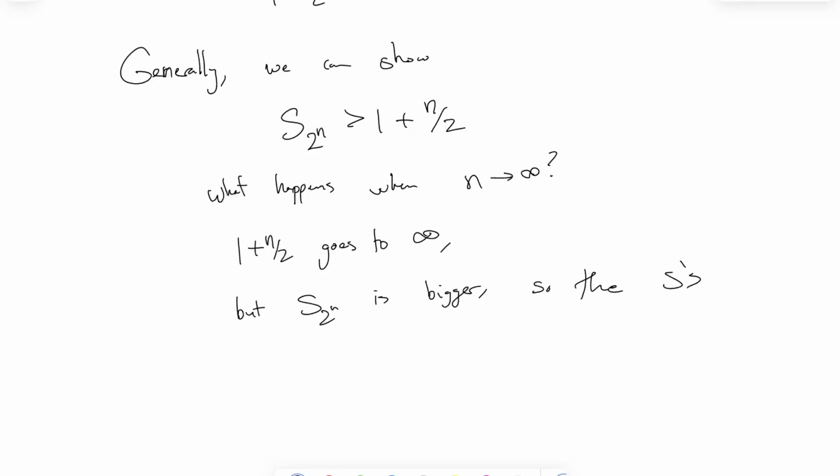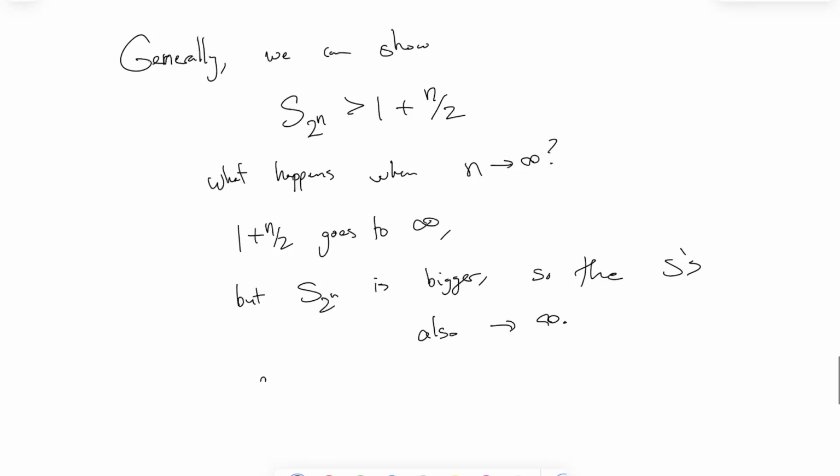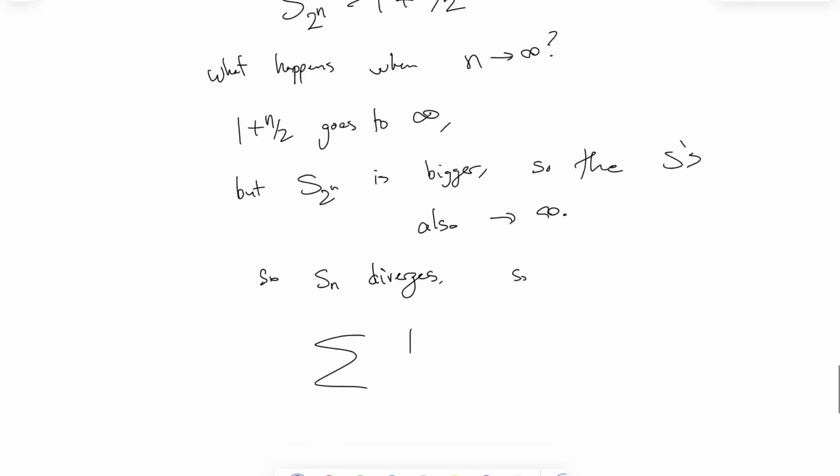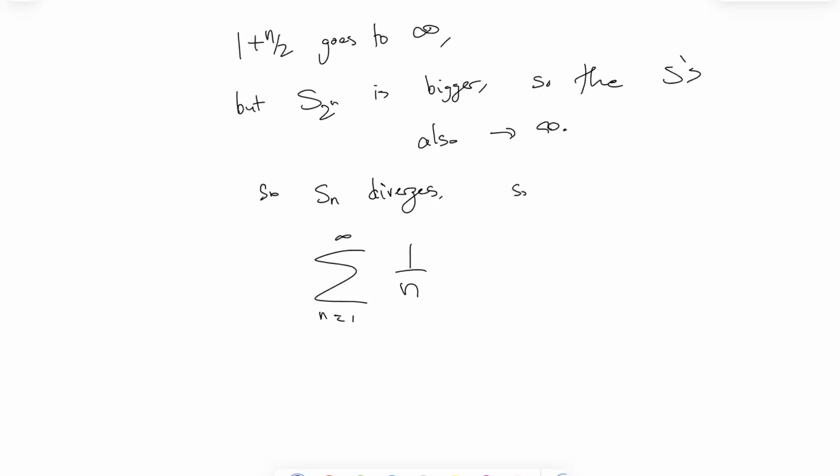So the s's also go to infinity. All right. And so, in conclusion, Sn diverges. So that means, and this is the really important thing, the sum of 1/n, n equals 1 to infinity, diverges. All right? It's because of this weird trick with the powers of 2 thing.